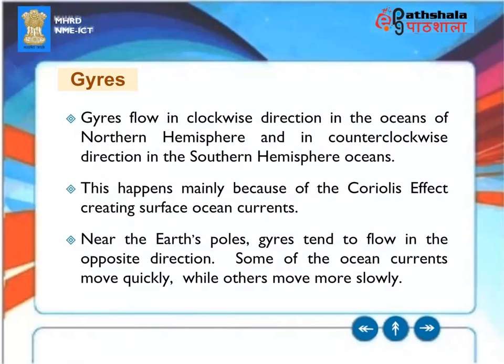Gyres flow in a clockwise direction in the oceans of the northern hemisphere and in the counterclockwise direction in the southern hemisphere oceans. This happens mainly because of the Coriolis effect, creating surface ocean currents. Near the Earth's poles, gyres tend to flow in the opposite direction. Some of the ocean currents move quickly, while others move more slowly.